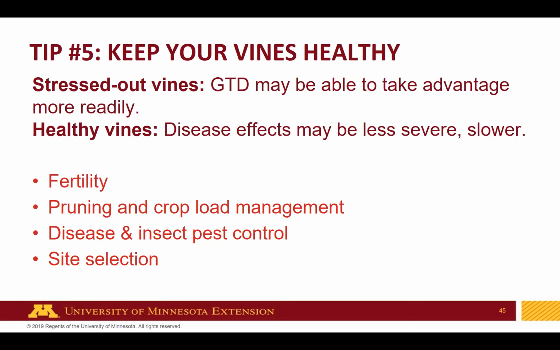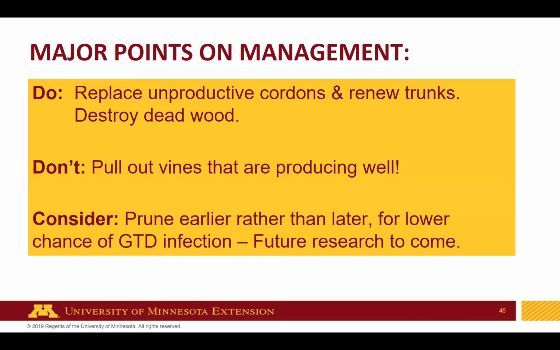So things like fertility, keeping up with good pruning techniques and good crop load management, disease and insect pest control, and good site selection, all of these things are going to be really important. You know, as Tim showed in his data as well, just because it has trunk disease, that doesn't necessarily mean that it's going to be an unhealthy vine.